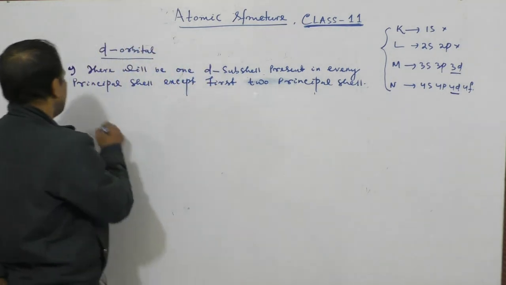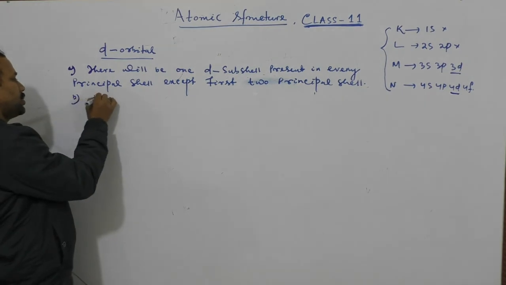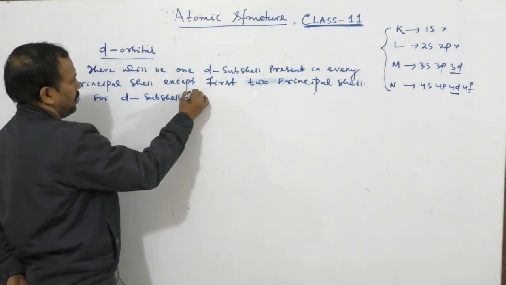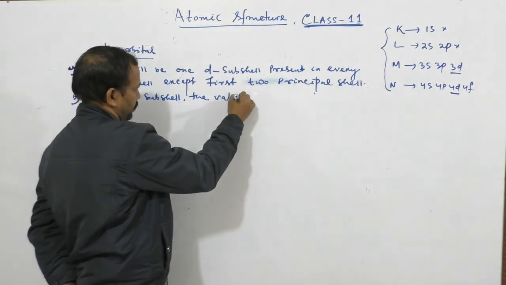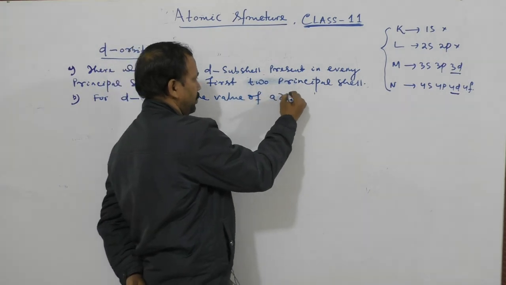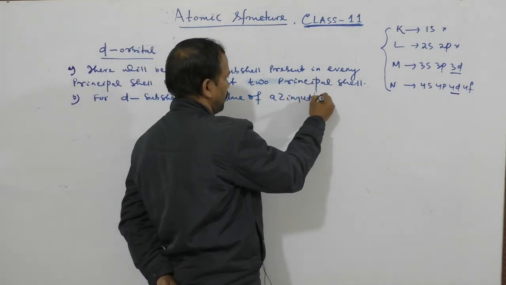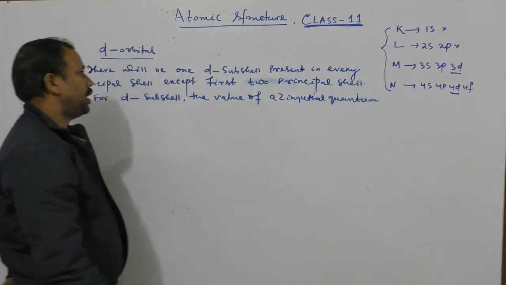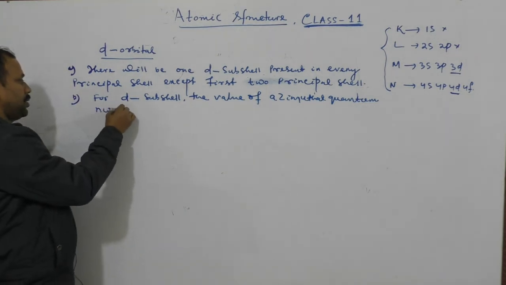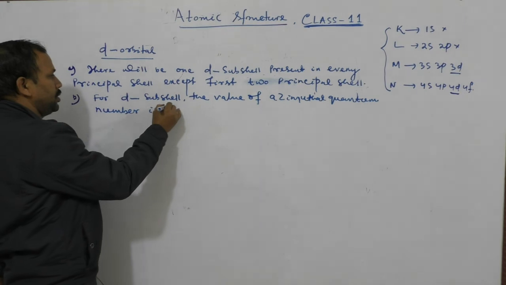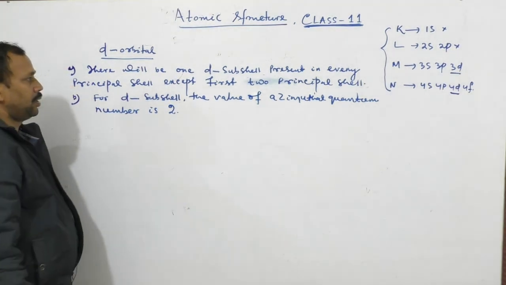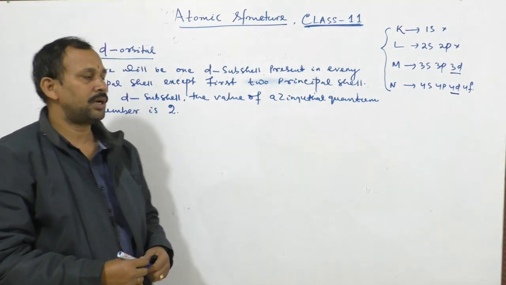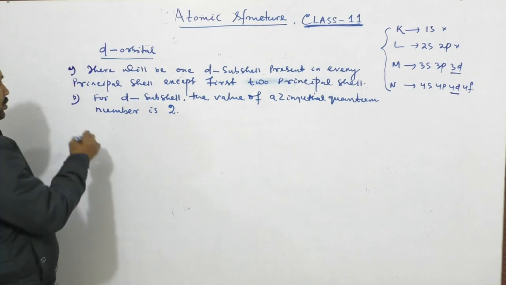Now second point, for d subcell the value of azimuthal quantum number is 2. Now S can have azimuthal value 0, P can have azimuthal value 1, D can have azimuthal value 2.